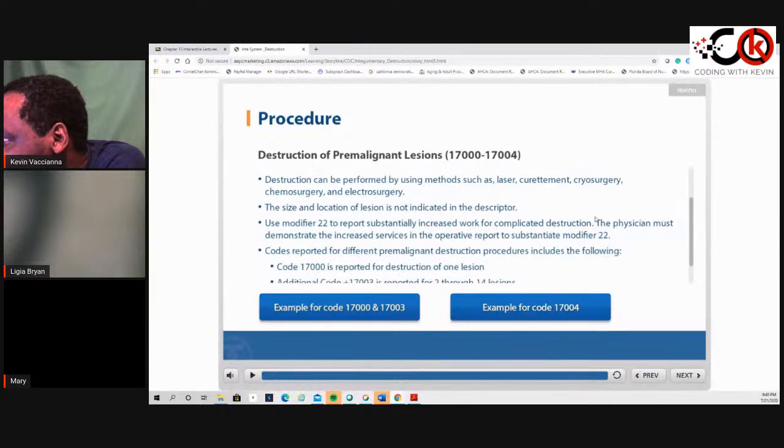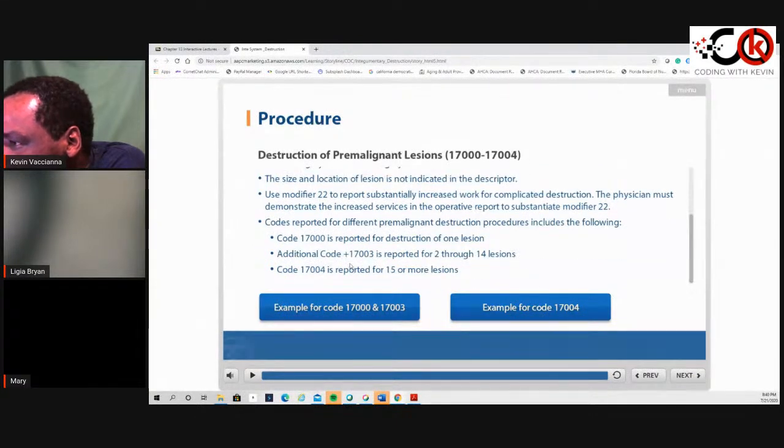And then I need to scroll down. The physician must demonstrate the increased services in the operative report to substantiate the modifier 22. Okay. Codes reported for different destruction procedures include the following. Code 17000 is reported for destruction of one lesion, and add-on code 17003 is reported for 2 through 14 lesions, and code 17004 is reported for 15 or more lesions.